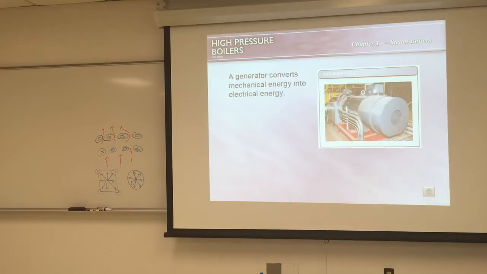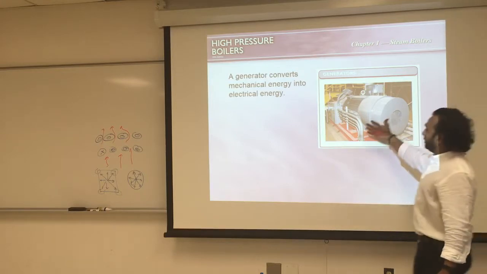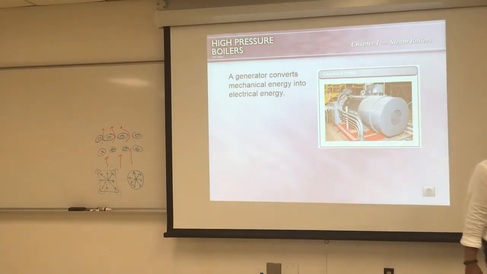Where else? This is what we have for power generation. We have a big generator that is connected to a turbine, and that turbine is connected to a steam boiler. The steam will push the turbine wheel, and the turbine wheel will push the generator, and eventually we'll have power being produced.